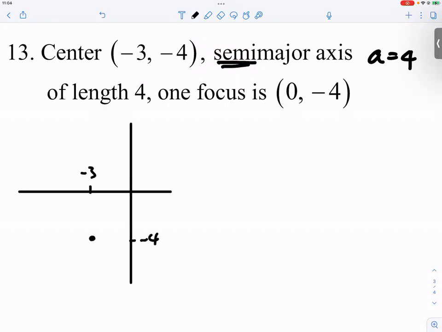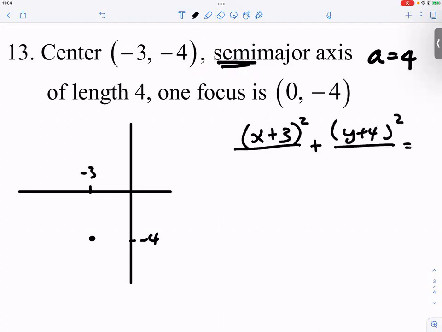Say thank you to the information, and now you go ahead and write down the equation: (x + 3) squared over something, and then (y + 4) squared over something is equal to 1. You know a is equal to 4, so then we need to think about where we put the 16. Is it below the x? Is it below the y? We need to know whether it is horizontal or vertical.